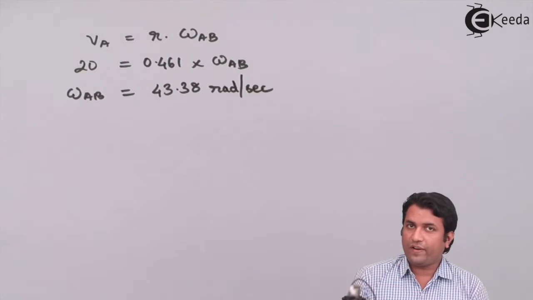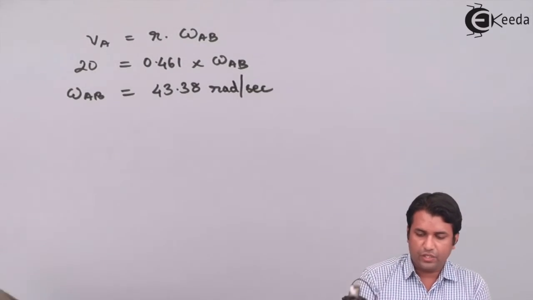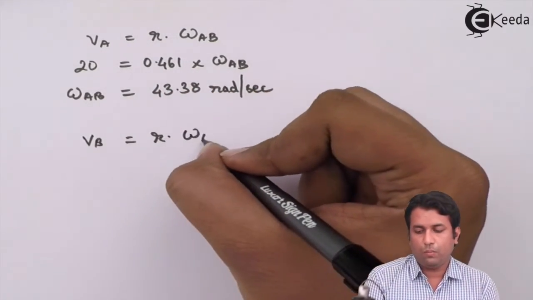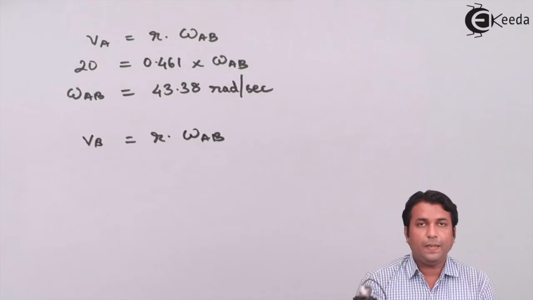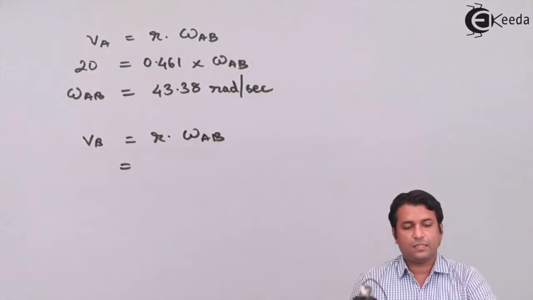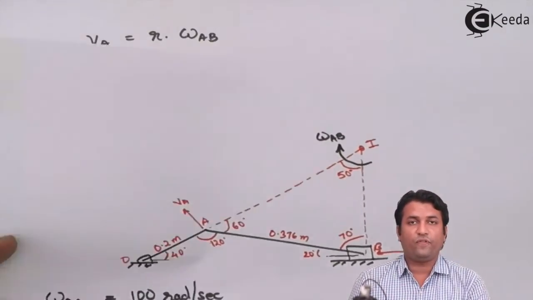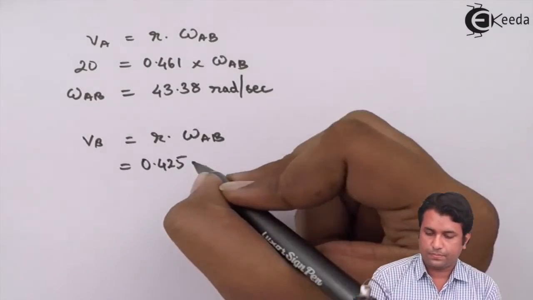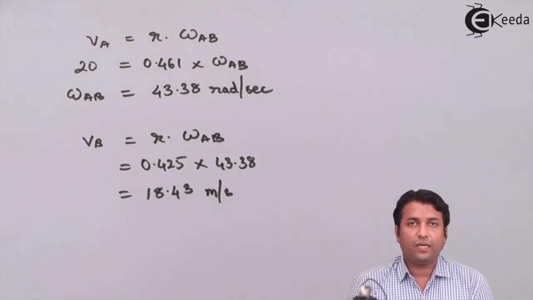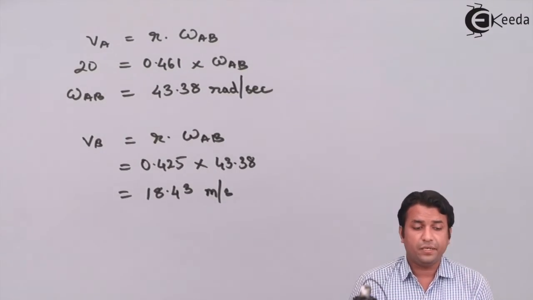Now I can move on to find the velocity of point B using a similar relationship, VB equals R omega AB. VB is the only unknown in this case. I know the length R, that is IB, which I have already calculated as 0.425 meters. So this is how I have calculated the velocity of point B as 18.43 meters per second.